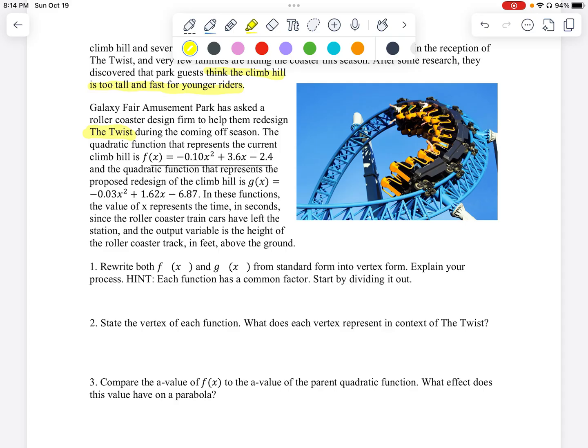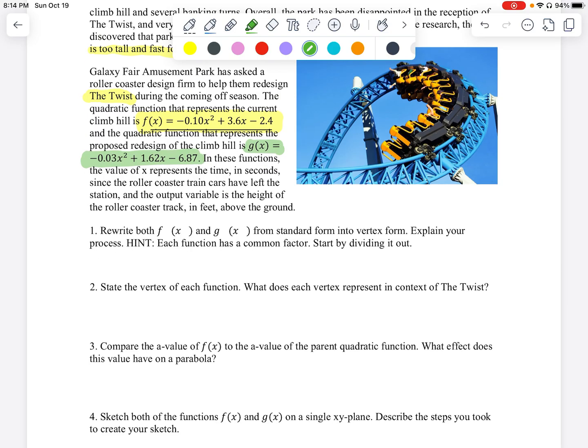The original quadratic equation that describes the climb hill is f of x. And the company that is redesigning it is proposing this equation for the climb hill. So we're going to explore these two equations and what those climb hills look like. The task is to rewrite both of these equations in vertex form.